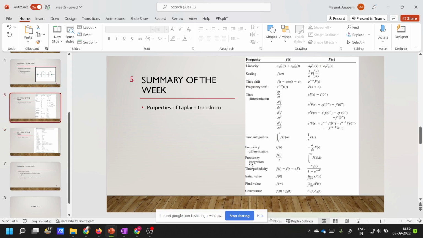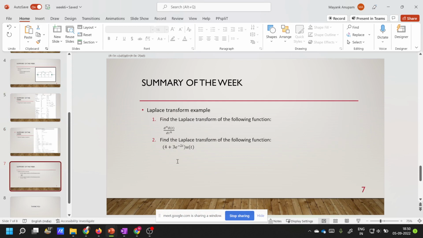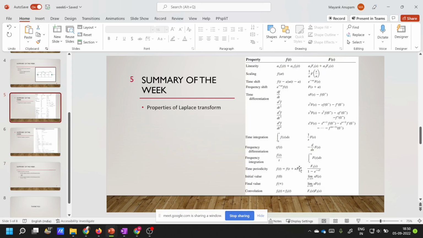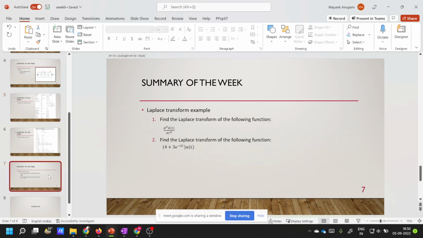Well, this was indeed correct. So that will be 4 by s plus 3 by s plus 2. That was indeed correct. This can be found out using this, right? There are a lot of properties here. You can calculate it from here. Fine.